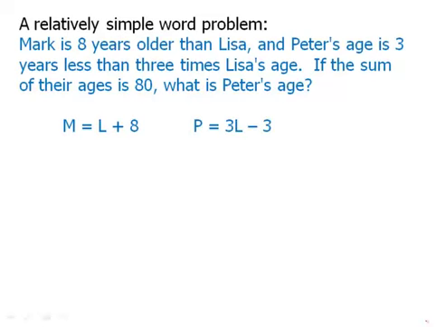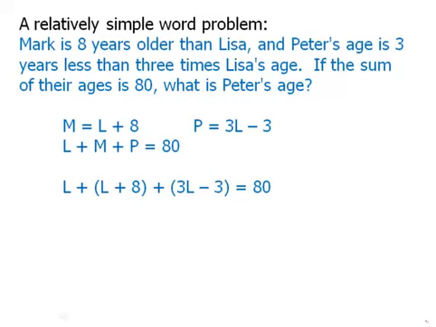So notice we're expressing both of these in terms of L. Then the sum of the ages is 80. So if we plug in those two top equations, we can just write one equation in terms of L. And so that's often what happens here. Even though we have 3 different quantities originally, we want to get it down very quickly to one equation with one variable.